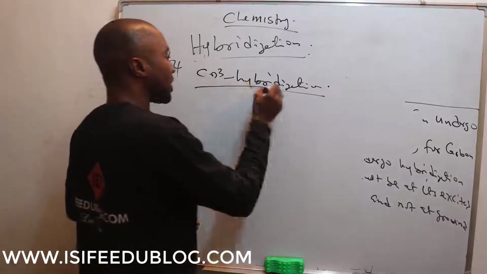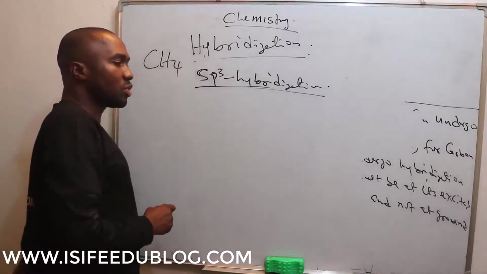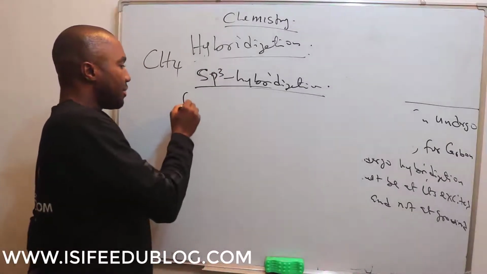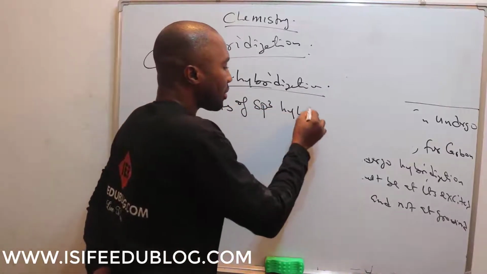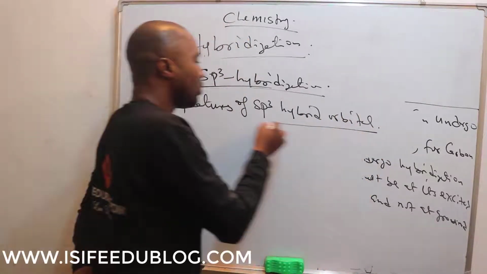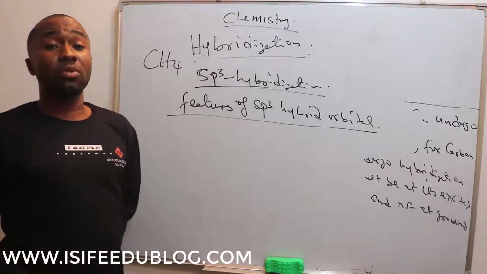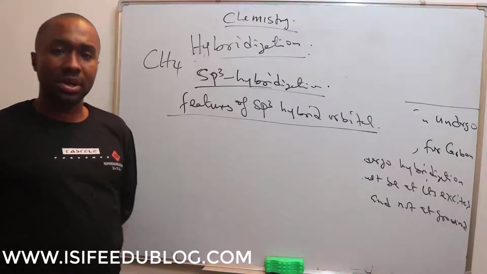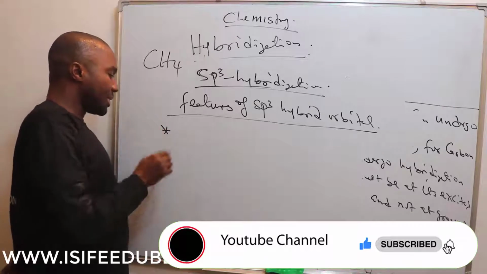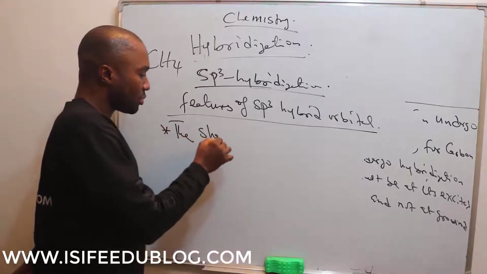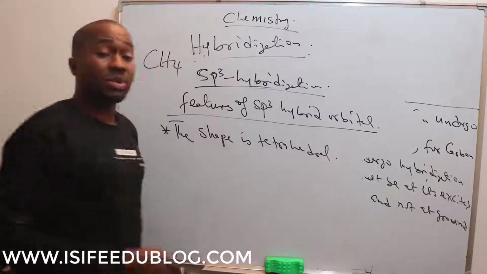Features of sp3 hybrid orbital. When you see an sp3 hybrid orbital, there are some features you will be able to see. How do you identify that this orbital is sp3? Because a question can be given where you'll be asked to determine the type of hybridization taking place in the compound. So one of the features of sp3 hybrid orbital is that the shape is tetrahedral. That means their shape is four-sided.